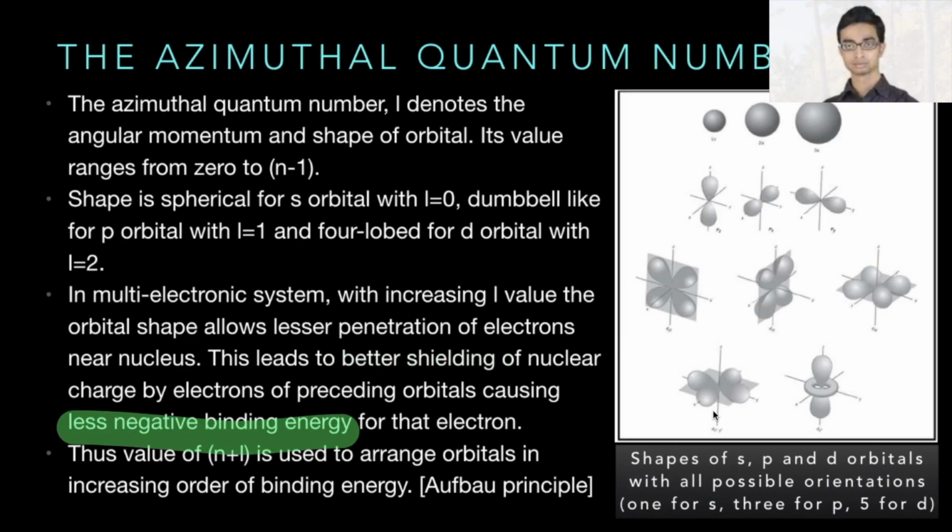electron. As a useful rule of thumb, the sum of n and L is used to arrange orbitals in increasing order of binding energy, that is, from the most negative to least negative. Thus, the Aufbau principle to build up an atom follows the diagonal rule.